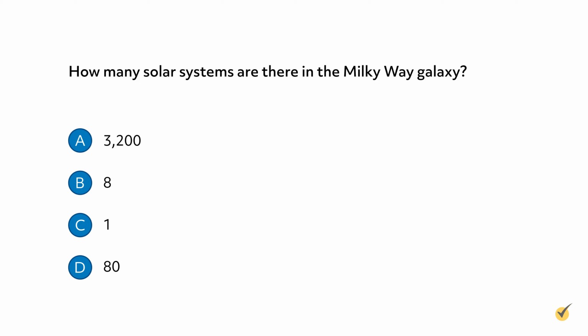The correct answer is C. There are 3,200 planetary systems in the Milky Way, but only one of those is called the solar system. The term solar system specifically relates the system of planets to Sol, our sun. So our planetary system is the only solar system there is.